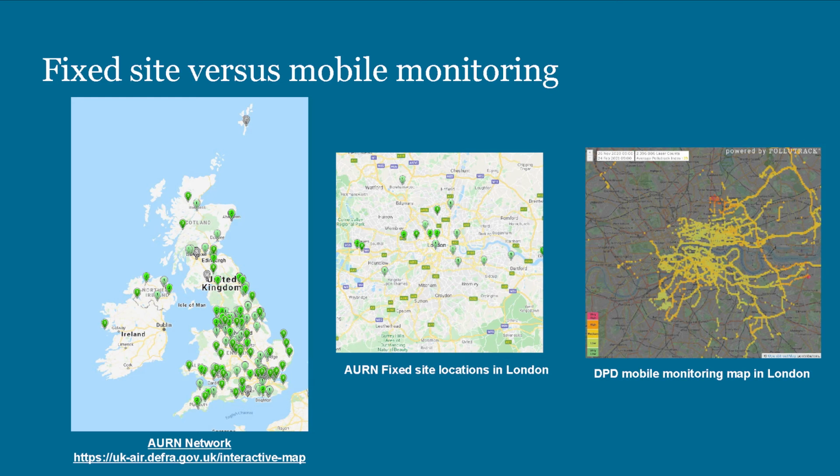But that means we've only got one site per 400,000 people, and depending where you are, there's very little information. Even if we look at London in the middle picture, the sites are indicated by the green bubbles, and you can see that depending where you are in London, you can have very little information. This is why I think this work by DPD is really, really useful.